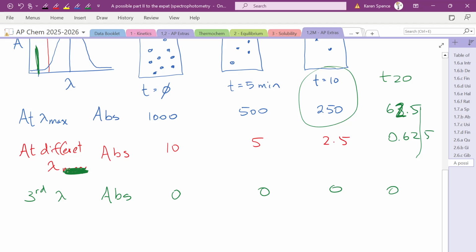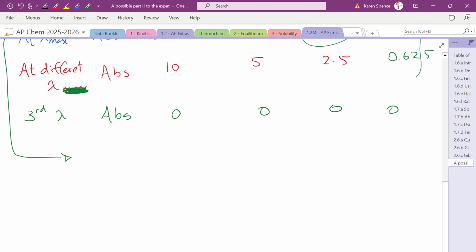So yeah. Anyway, what the graph for this would look like if we were to take this one and then plot it over time. So this would be absorbance versus time.